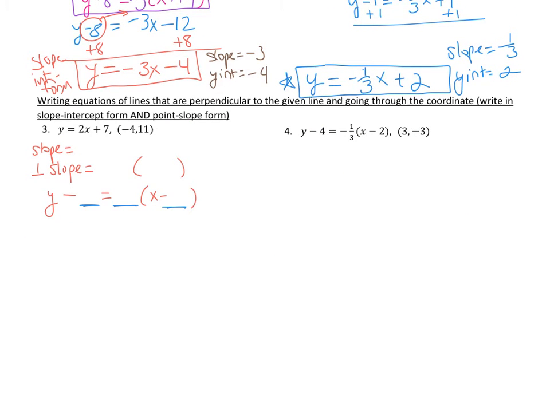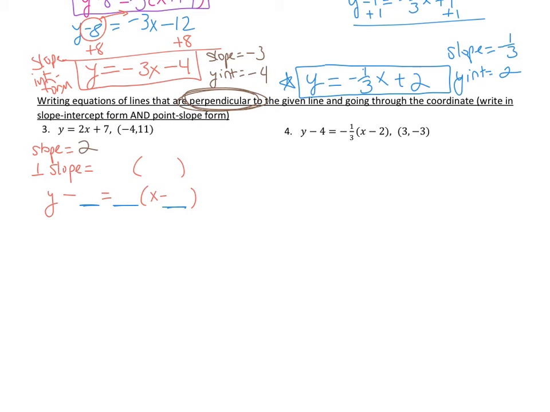So moving on to the next part, we have the exact same setup, except now we are doing perpendicular lines. So we want the perpendicular slope to our original equation. But first, we need to figure out what the original slope is. So is it 2 or is it 7? The 7 is the y-intercept, your 2 is your original slope.